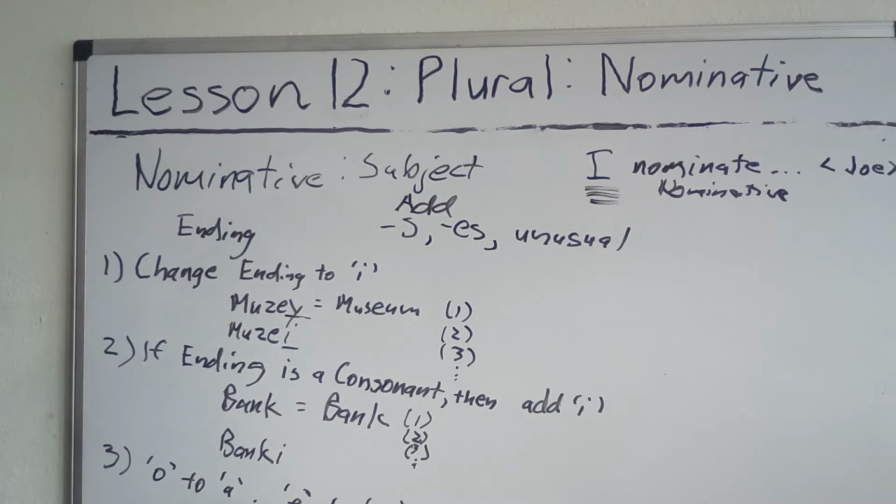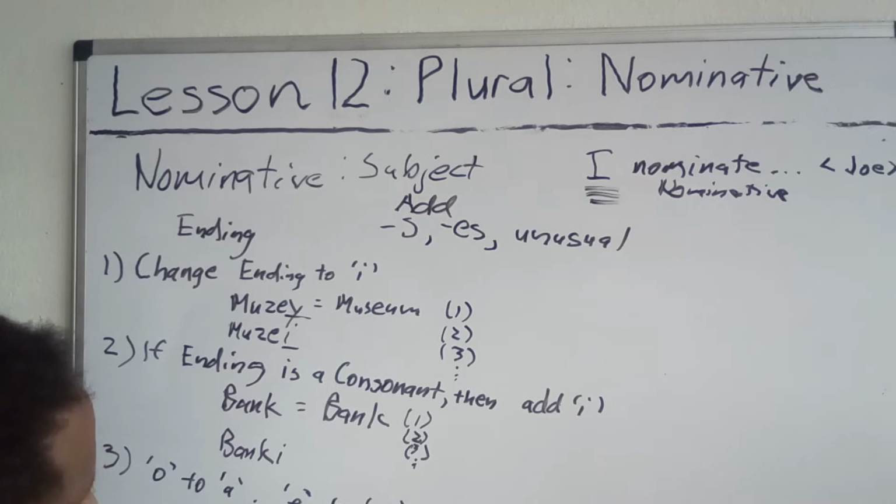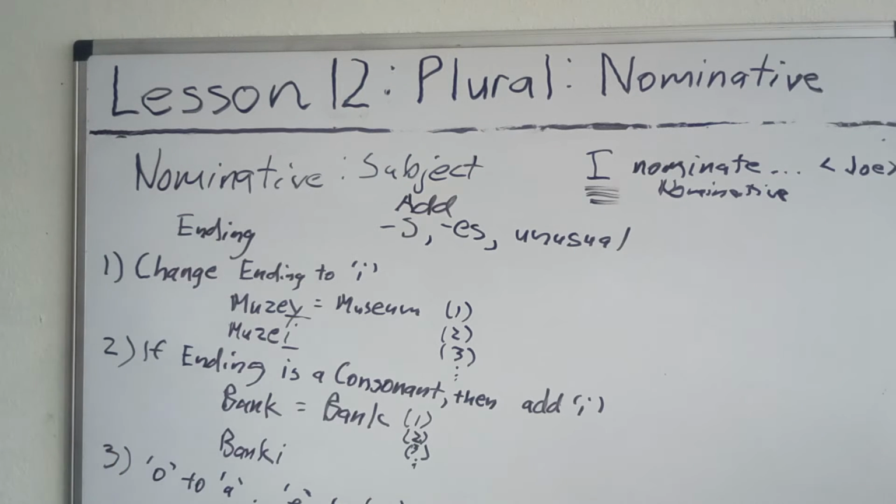For example, Russian has the word moloko. It basically means milk in English. That's just one. Say you want to do more than one milks. It ends in O, change it to A.